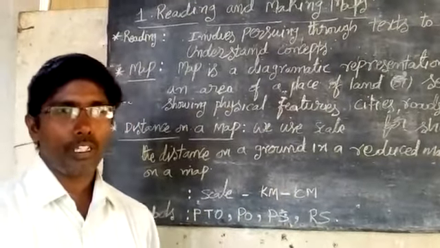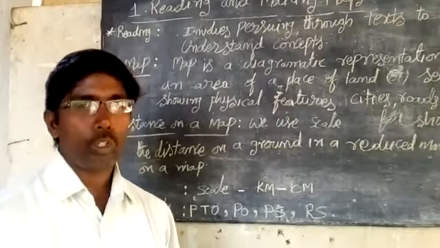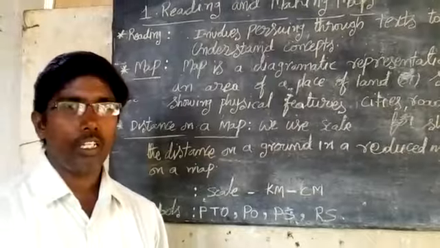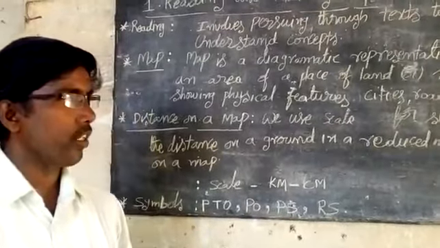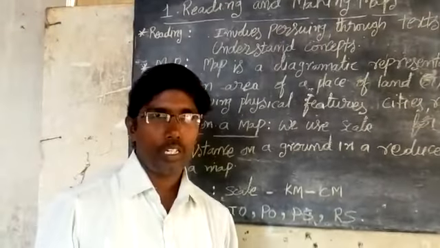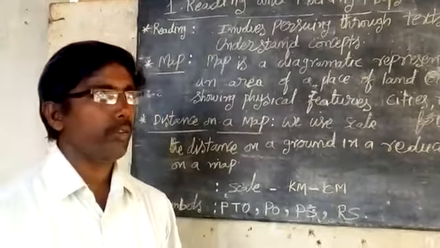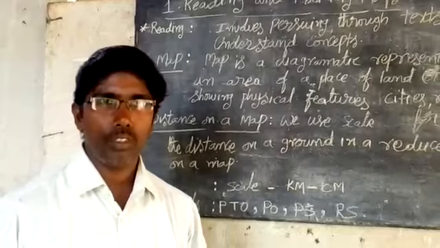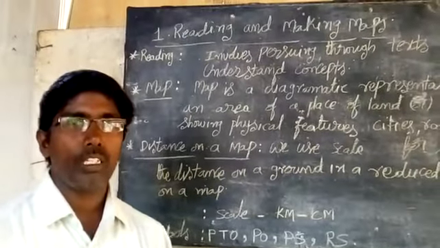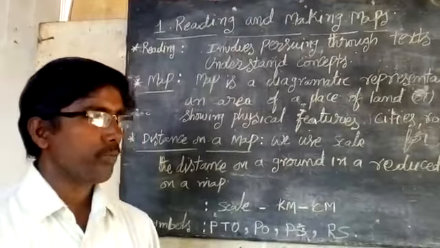Where the places are, what kind of trees are grown, whether the land consists of rocky soil, sandy soil or fertile soil, what kind of people are living there, what kind of languages they use. This kind of information we can learn from the maps.